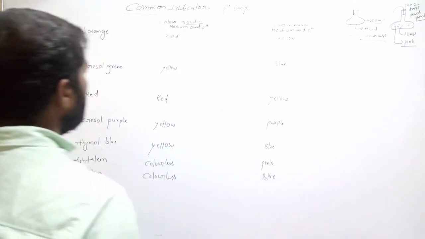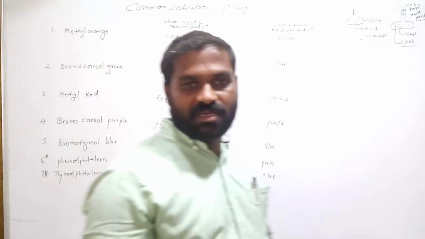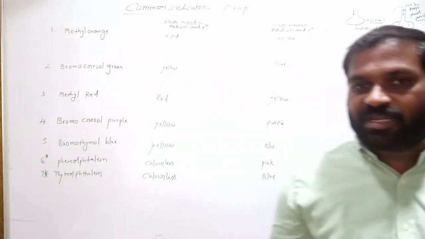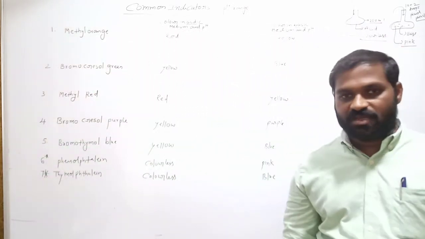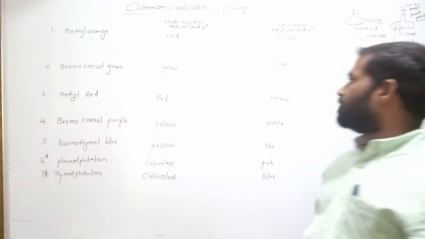And what about the pH ranges here? Generally, what is the pH scale range? 0 to 14, am I right? Less than 7 is acidic, more than 7 is basic solution. So let's see now the pH values here.